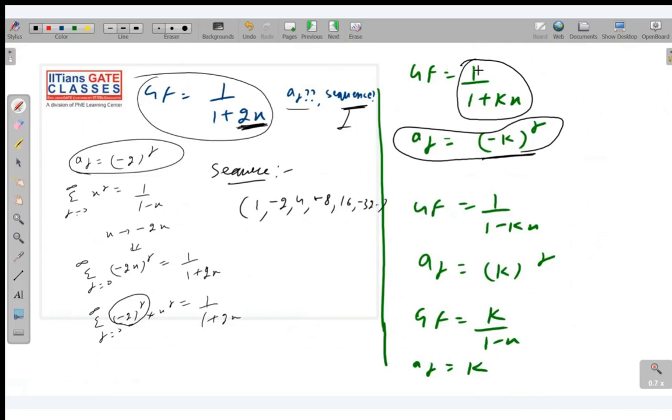So the generating function is 1 upon 1 plus kx, the numeric function will be minus k power r. When the generating function is 1 upon 1 minus kx, the numeric function will be k power r. When the generating function is k upon 1 minus x, the numeric function was k. I think you already know, no? We have studied this a few slides back. K upon 1 minus x, it was k only.